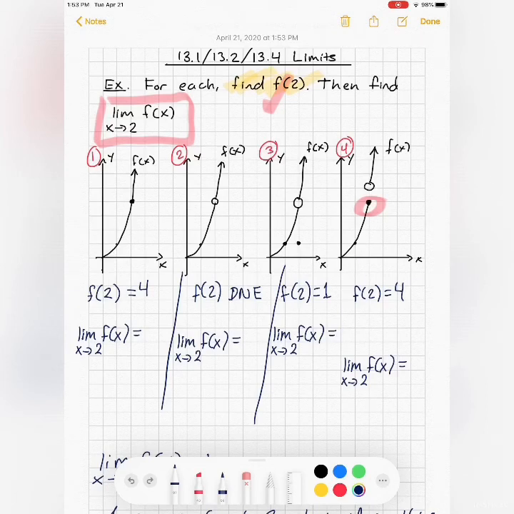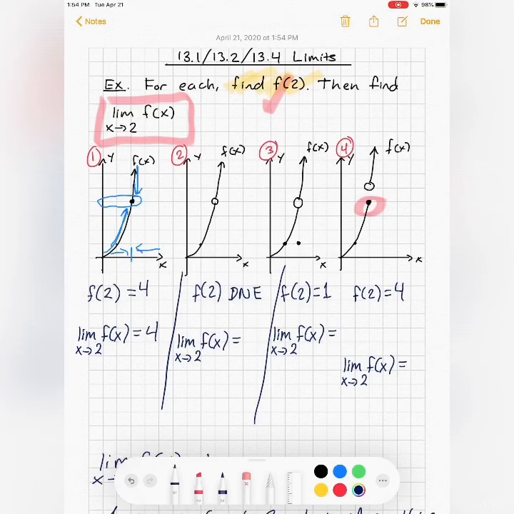Okay, so let's start looking at the first graph. So as the x's are getting close to 2, here's 2, right? So we're coming along this way and this way. That's what's happening as the x's are getting close to 2. So you can see as the x's are getting close to 2 here, the y's are getting close to 4. So we would say the limit is equal to 4.